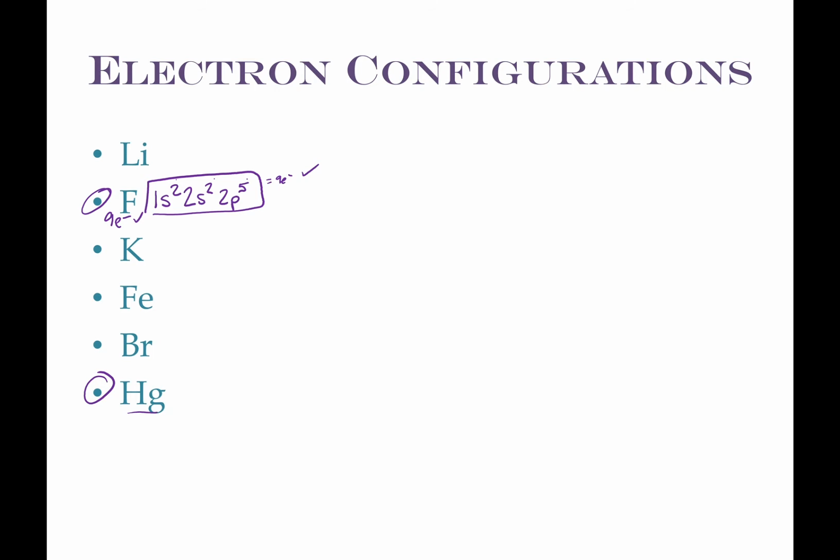Mercury. Mercury has how many electrons? 80. One thing I like to do is I like to figure out where I'm going to stop first. So if I'm looking at 80 electrons, it's in row 1, 2, 3, 4, 5, 6, starting with cesium. So I'm going to have 6s, 4f, 5d. I'm going to end in 5d10.